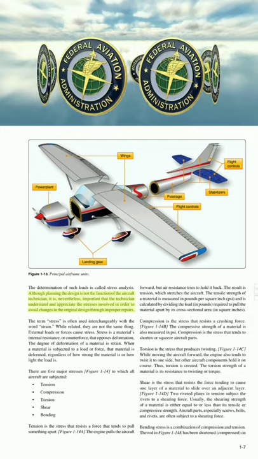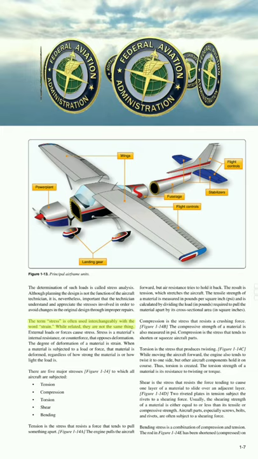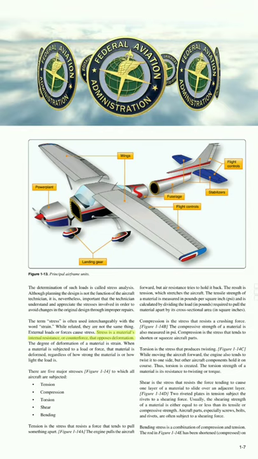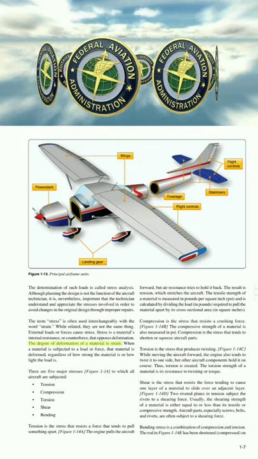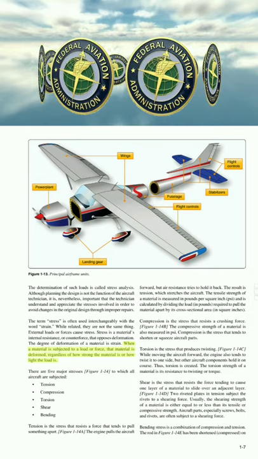The term stress is often used interchangeably with the word strain. While related, they are not the same thing. External loads or forces cause stress. Stress is a material's internal resistance, or counterforce, that opposes deformation. The degree of deformation of a material is strain. When a material is subjected to a load or force, that material is deformed, regardless of how strong the material is or how light the load is.